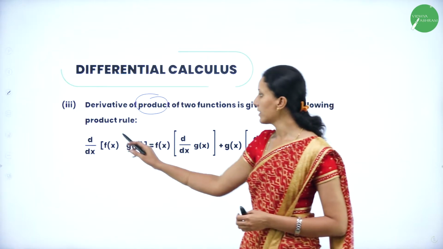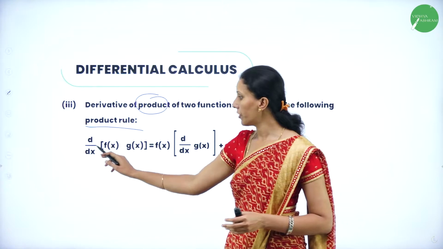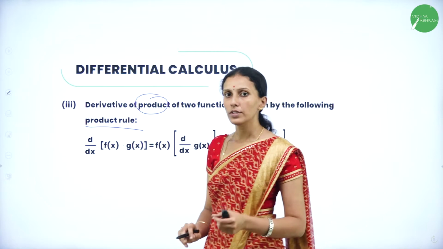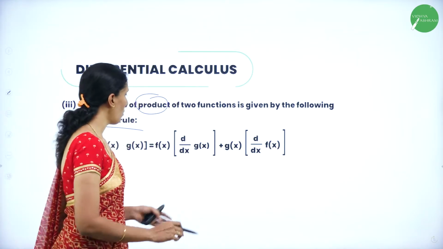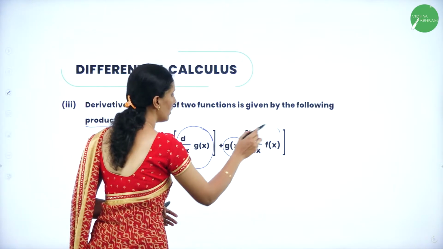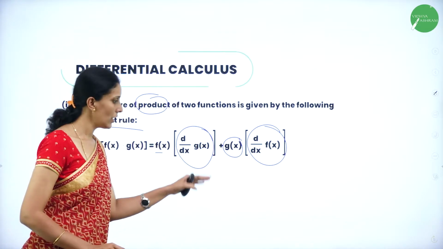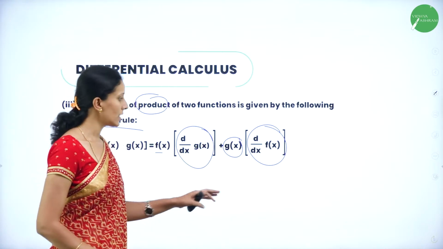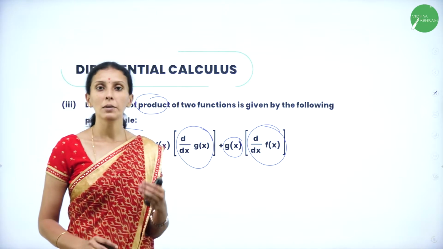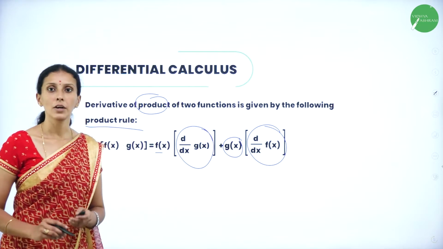This is also called the product rule. Now, how is the product rule defined? When you have two functions in the form of product f of x into g of x, then the rule says you should write it in the form of f of x, derive the second, plus second, derive the first function. That is, keep the first function as it is, derive only the second, plus keep the second function as it is, derive the first function. First function into derivative of second plus second function into derivative of the first. So this rule is called the product rule.